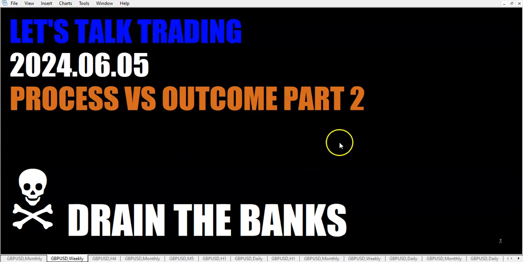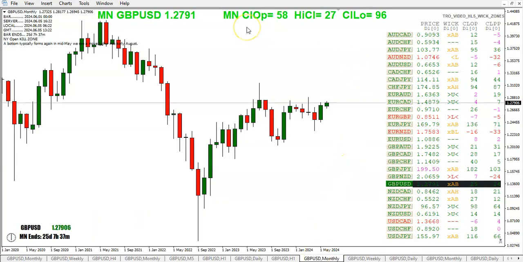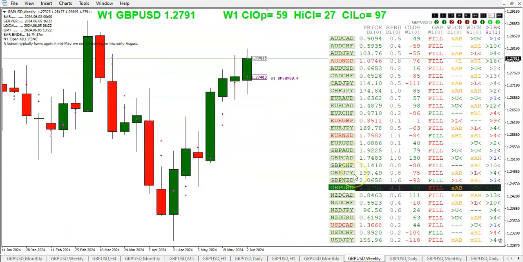So let's look at our charts here and see what's going on with the pound and the rest. We had some red news. The ADP numbers came out. And for the month, we are right on the edge of the wick zone, the monthly wick zone there. All gaps have filled, and we are in the upper wick zone of the previous week. We've actually broken it once.